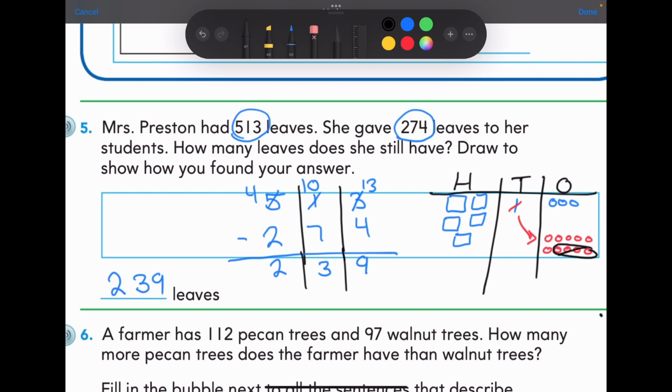So now I move to the tens place. I have a 7 in the tens place in 274. I can't take that out of what I have in my drawing. So what I have to do is go to my hundreds and take one of those. And now a 10 comes over to my tens place. 1, 2, 3, 4, 5, 6, 7, 8, 9, 10. And I'm going to take 7 out of that. And you can count that out.